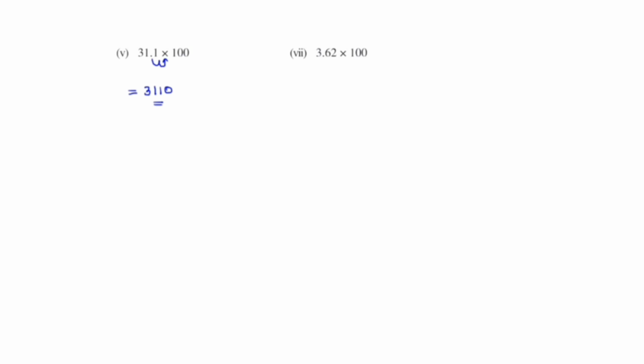Here we can also write 3110.0. It is not necessary to write 0. You can simply leave it like this also. I hope you are understanding.